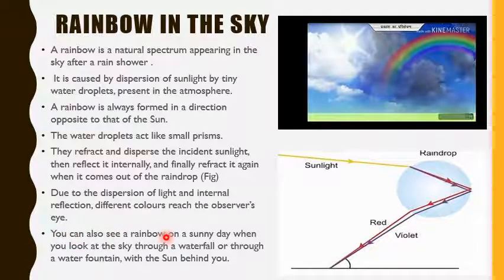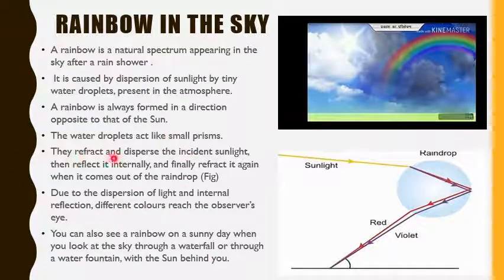You can also see a rainbow on a sunny day when you look at the sky through a waterfall or through a water fountain with the sun behind you. If the sun is behind you and you are standing in front of the water fountain, then there also you can see a rainbow. Not necessarily does it have to be a rainy day. Okay, so this is how a rainbow is formed.